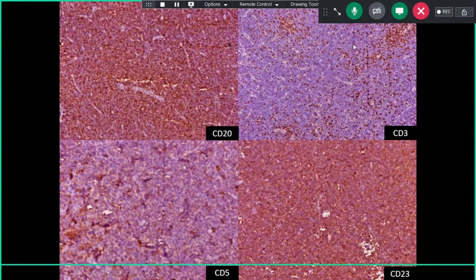Okay, so CD3 negative, CD5 positive, CD23 positive, CD5 dim positive. Basically, Dr. Ganesh told you this is a T cell marker, but when it is aberrantly expressed in B cells, it is a little bit weak. So CD5, CD23 double positive, it is a CLL. If it is present in the lymph node, it is SLL. In the peripheral blood involvement, it is CLL.